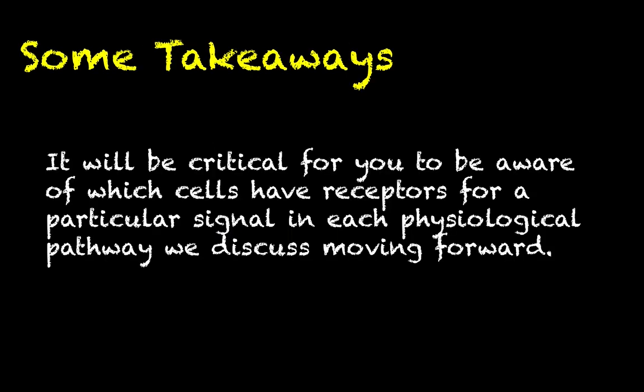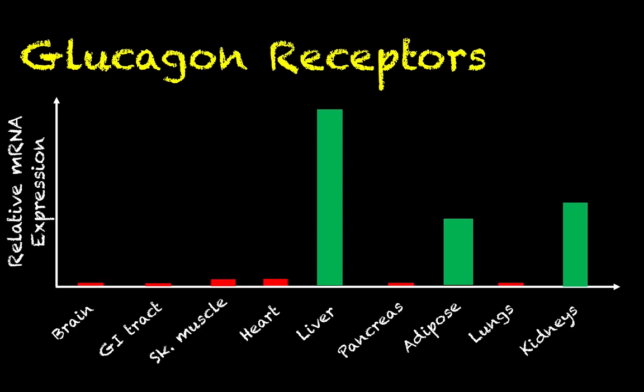So just some takeaways before we wrap up here. It's really going to be critical for you as you continue your study of human physiology to always be aware of which cells in the body have receptors for a particular signal. If you're focusing on insulin signaling, you need to be aware of which cells are going to have insulin receptors. If you're focusing on adrenaline or epinephrine, you ought to be aware of which tissues in the body have epinephrine receptors in order to have a complete holistic appreciation of what that hormone or what that neurotransmitter is going to do throughout the body.